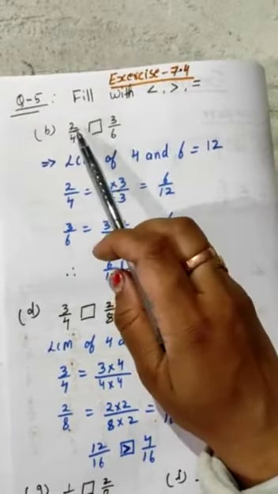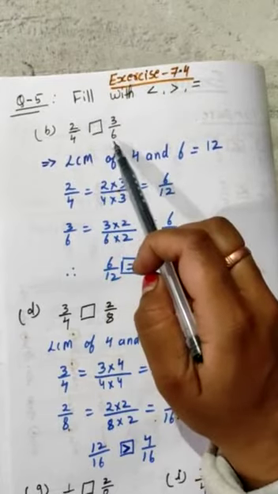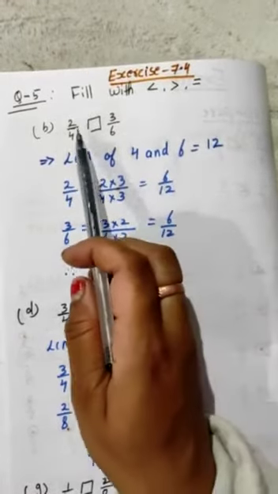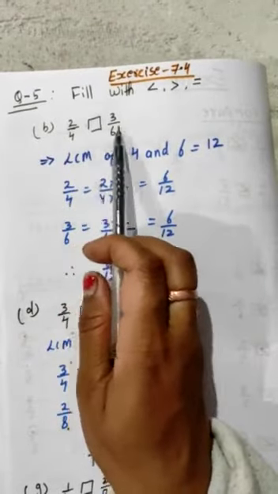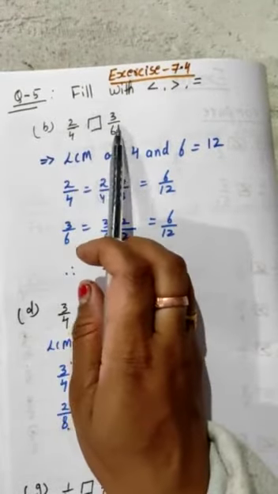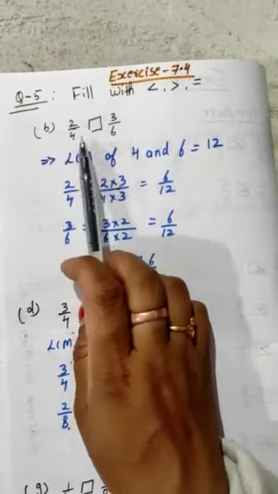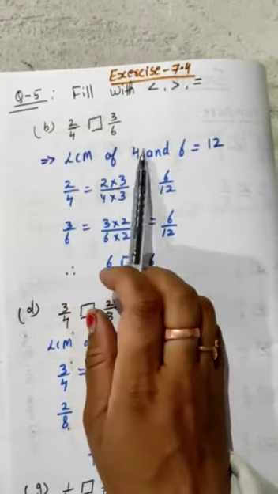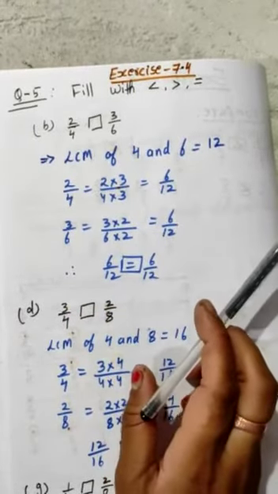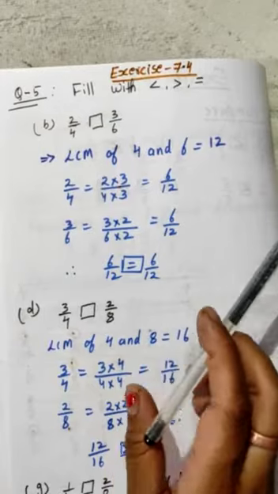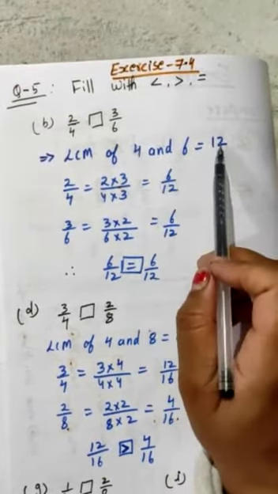So the first one is 2 upon 4, 3 upon 6. These are the two fractions. So first you will convert them into like fractions. So like fractions means you have to equate their denominators. For that you have to calculate the LCM of the denominators, least common multiple of 4 and 6. That LCM part you all have understood, you all have learned how to calculate LCM, that you can do in rough part. So the LCM of 4 and 6 is 12.